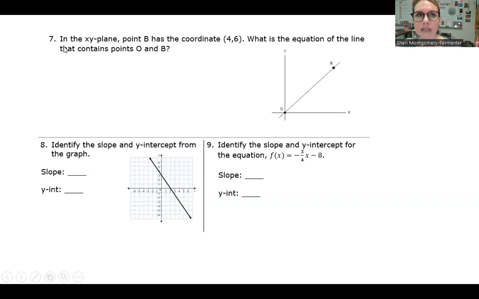The next question: in the XY plane, point B has the coordinate 4, 6. What's the equation of the line? Have we done this question already? Yes. I want you to do it on your paper. I'm going to do it on the board. Let's see if you get it right.